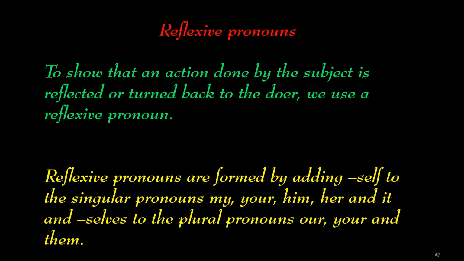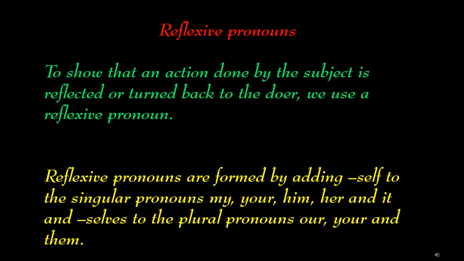Next one, reflexive pronouns. To show that an action done by the subject is reflected or turned back to the doer, we use a reflexive pronoun. Reflexive pronouns act as objects and not subjects and usually show that the person who does the action of the verb is the same person who receives the action. In such sentences, the subject and object of the verb refer to the same person or thing.